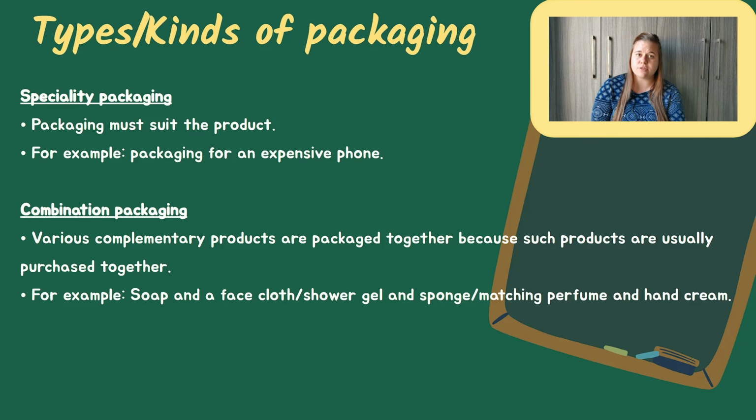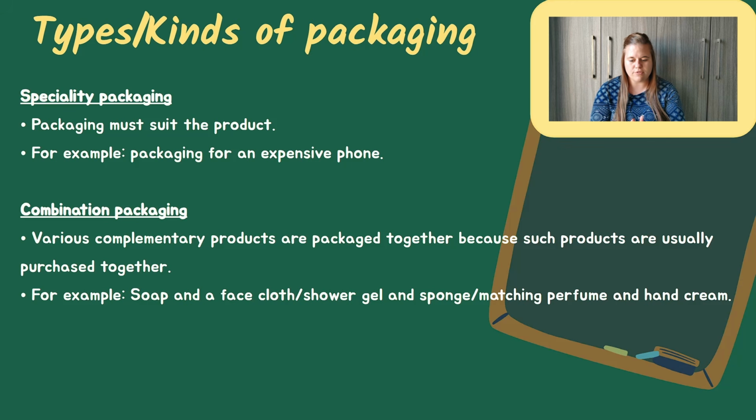So packaging for an expensive phone comes in certain packaging. If you are buying jewelry, a necklace will come in a nice jewelry box. An expensive ring will come in a little ring box. Combination packaging. Various complementary products are packaged together because such products are usually purchased together.